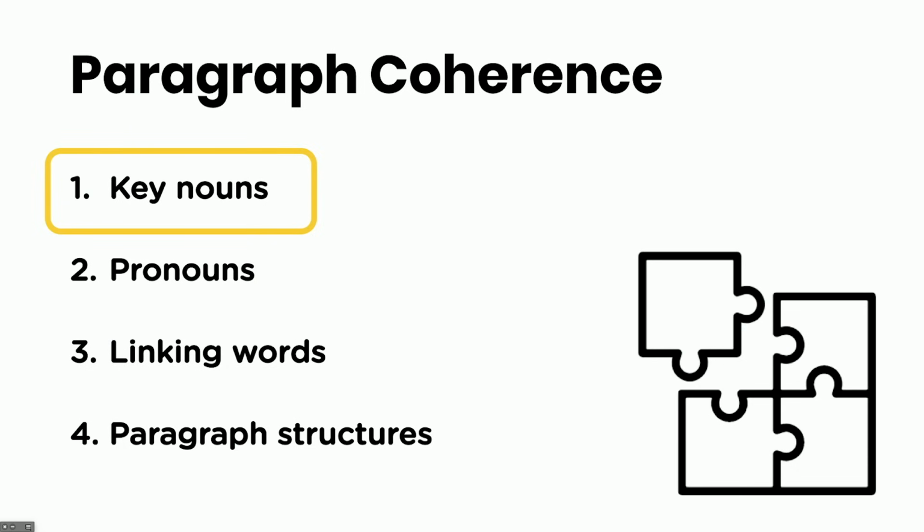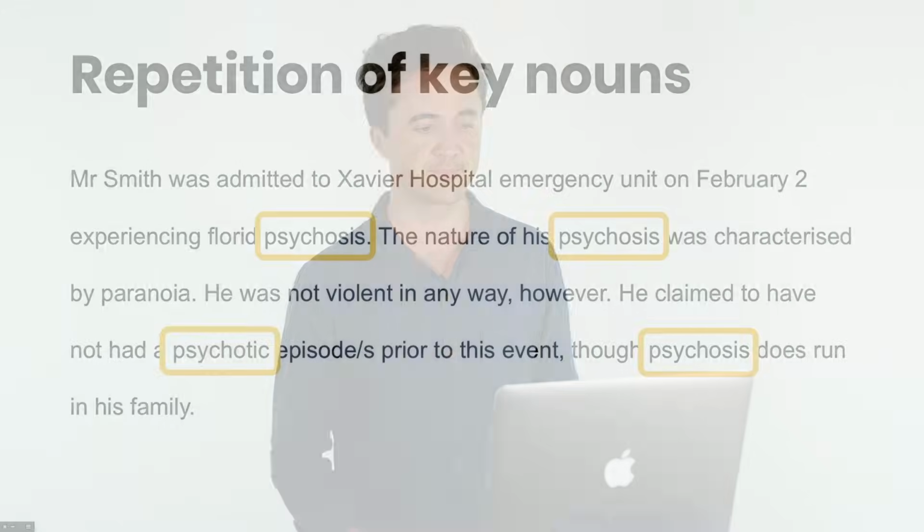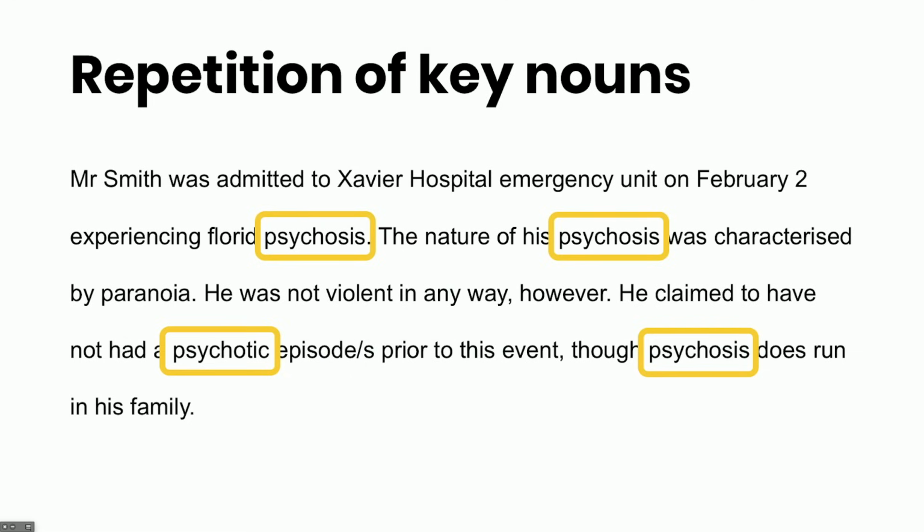Cool. Okay, so with regard to paragraph coherence, we need to talk about repetition of key nouns. This helps our reader to understand what it is we're saying. And again, the point of OET writing is clarity, clearness, clarity. So here is an example of a paragraph with repetition of the word psychosis or some form of the word psychosis. It doesn't need to be the same word. It can be a different word form, like psychotic, psychosis, for example.